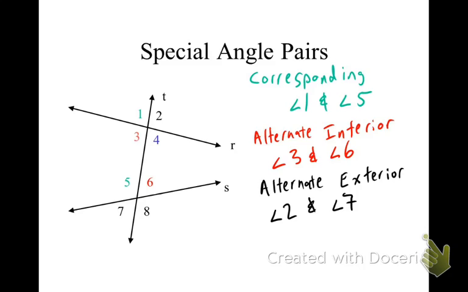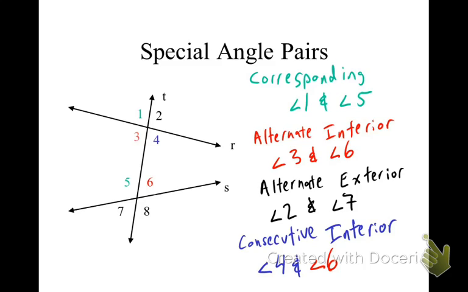Alternate exterior angles are outside of the two lines that are cut by the transversal. And 2 and 7 are alternate exterior, so you can also see that 1 and 8 would be alternate exterior. Consecutive interior angles are, again, between the two lines that are cut by the transversal, and they're on the same side of the transversal. So 4 and 6 are consecutive interior angles, as are 3 and 5.